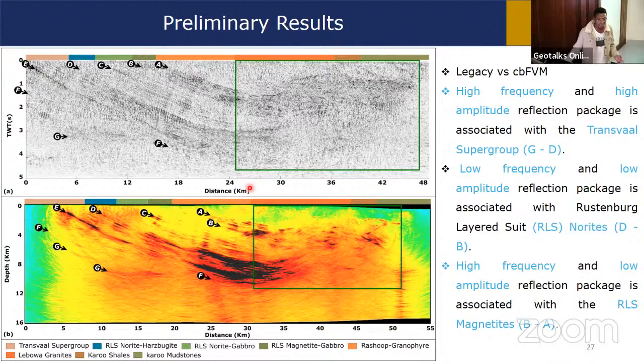Now, the region of interest in this profile is the northern half of the profile, because on the legacy stack you can see there are some reflections, but they're not clearly distinguishable. You can see a general anticlinal structure in this region. We're still looking to improve this low signal to noise ratio region.